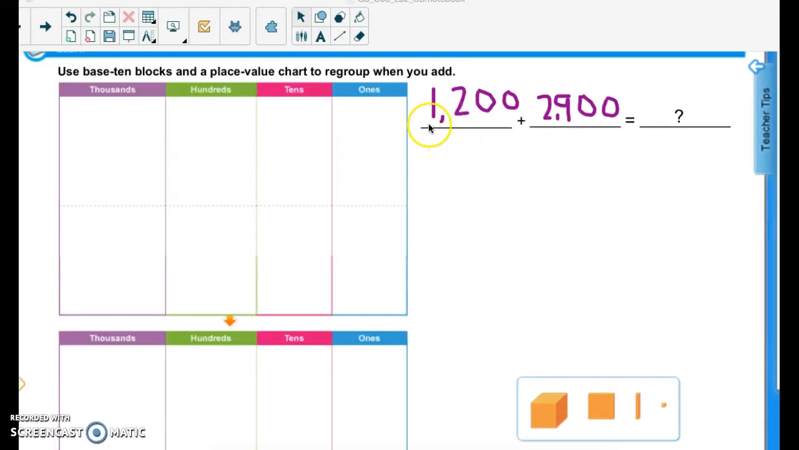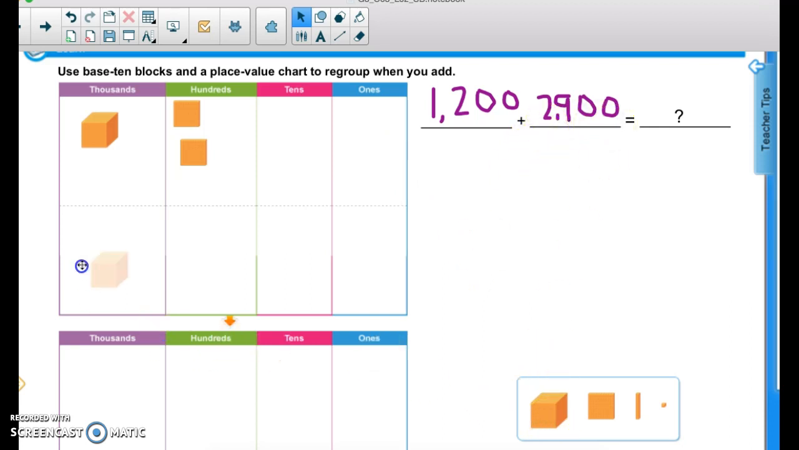Alright, we are going to add 1,200 plus 2,900. If you take a look, I'm going to build that first number, 1,200. Notice there are no tens and no ones. 0 tens, 0 ones.